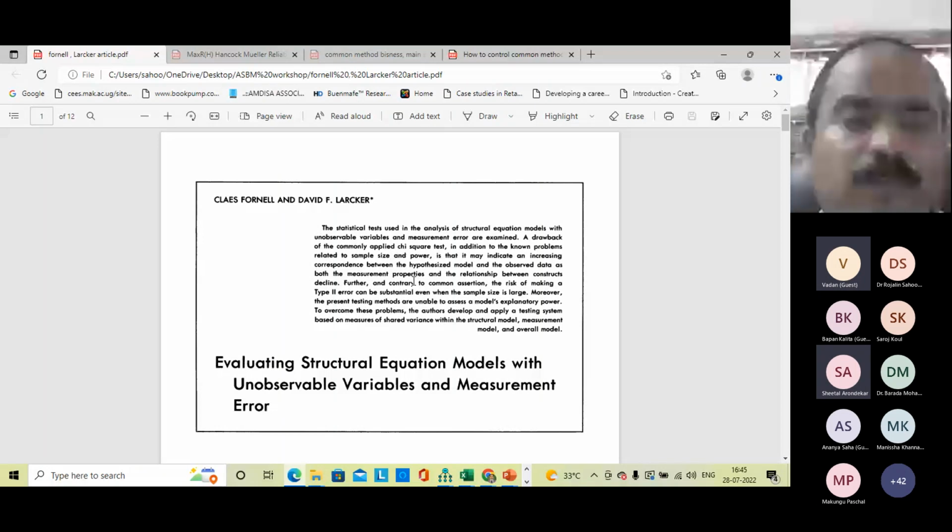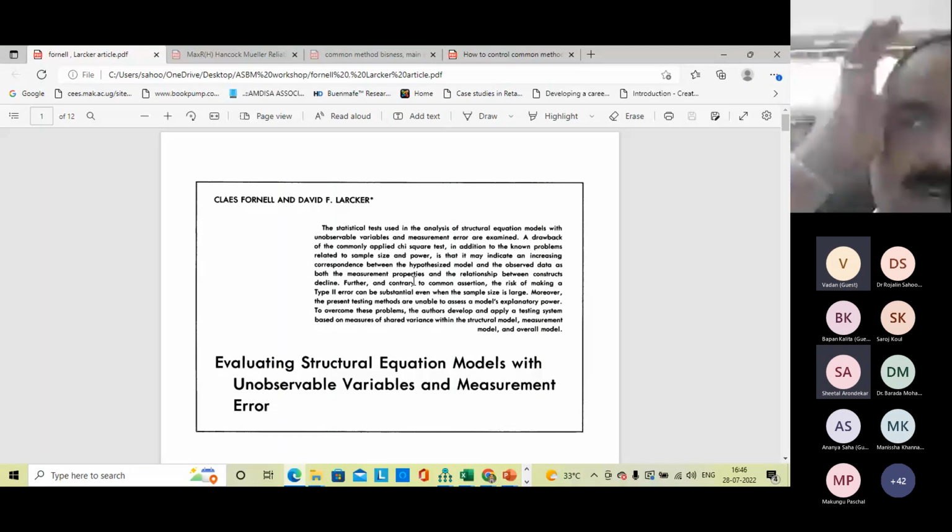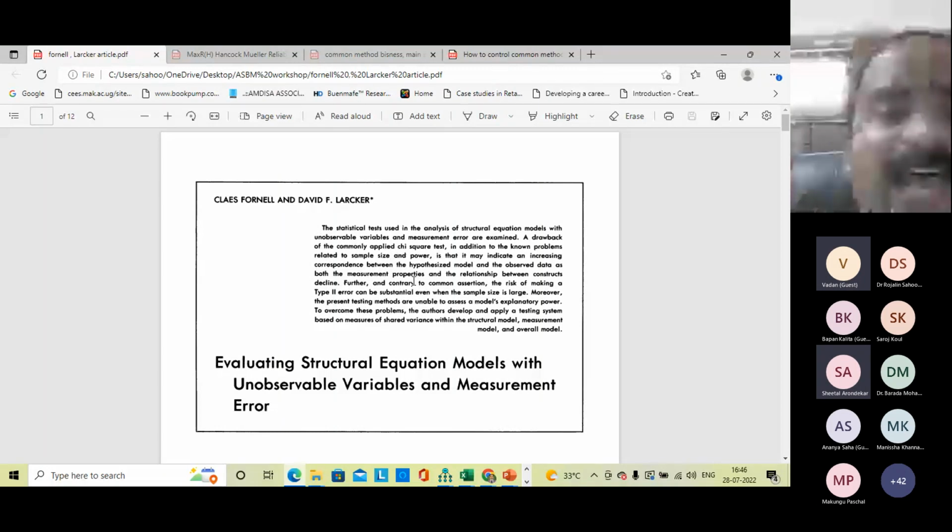This particular article I have already given. This is freely available, do not worry. Still, I have already shared it with the organizer. They might have sent it to you. So you have to cite this article.